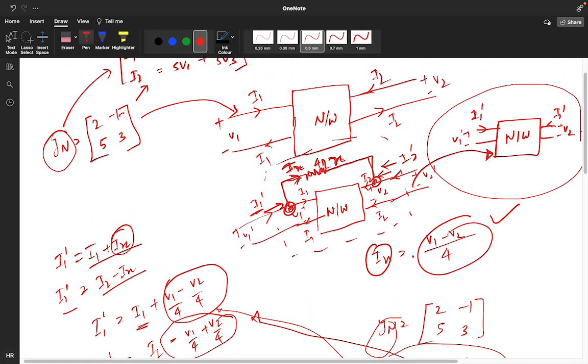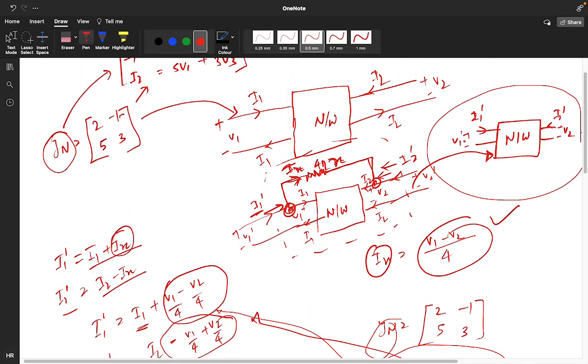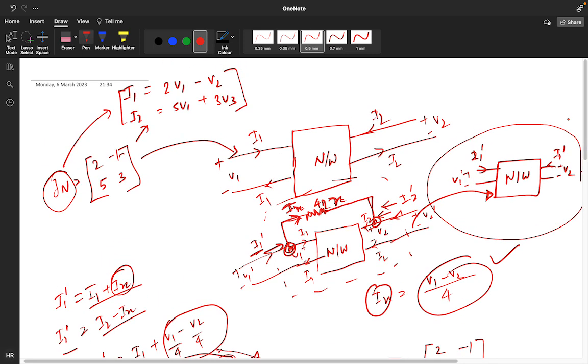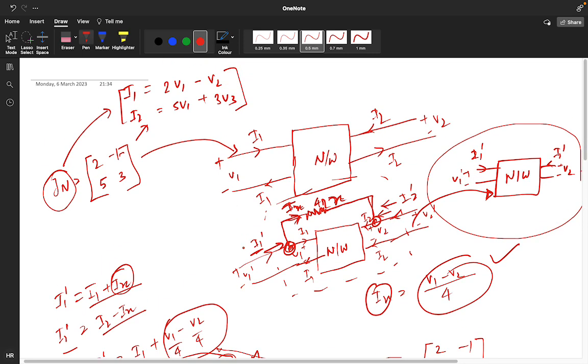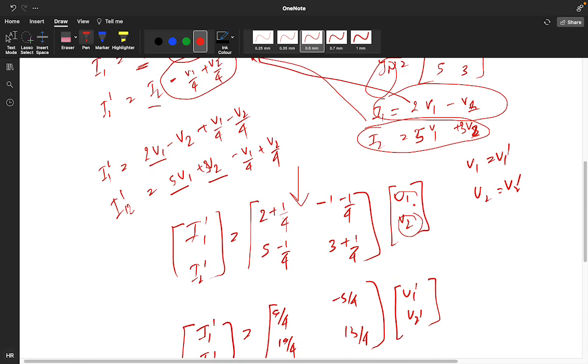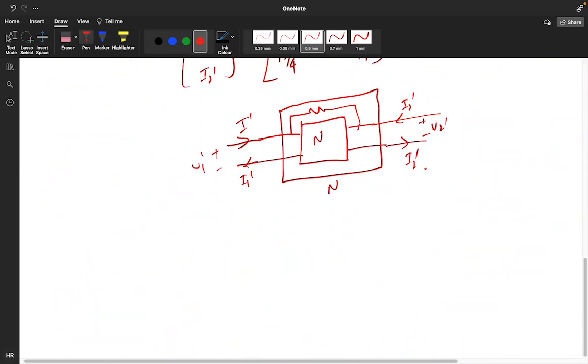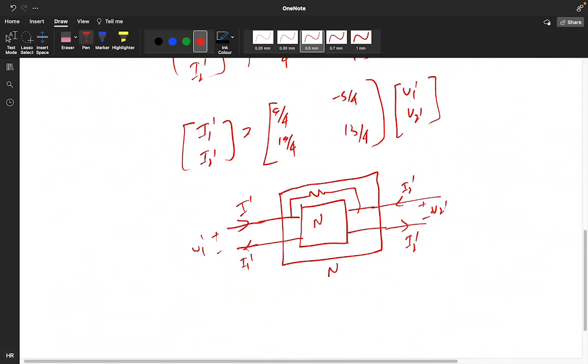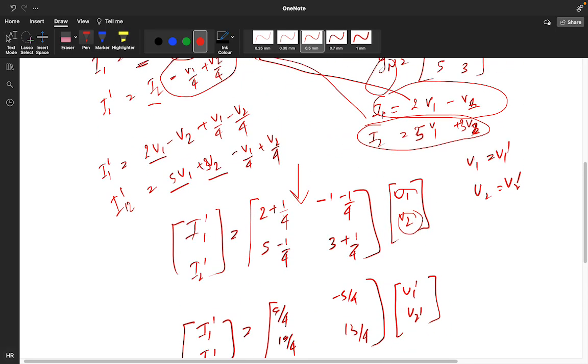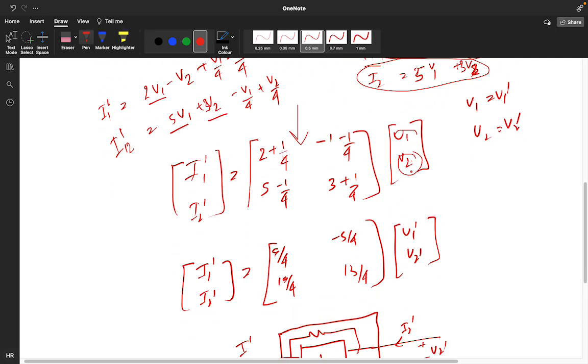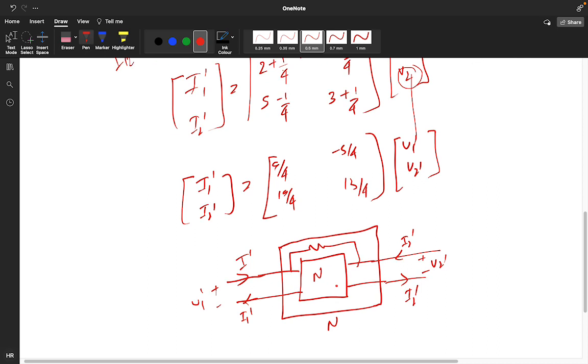But see, in this particular network we have V1 dash and V2 dash. But you know, these V1 dash and V1 are equal because this is parallel. So that's why instead of V1 I have written V1 dash, and instead of V2 I have written V2 dash. So we solved the network, and we got the Y parameter.